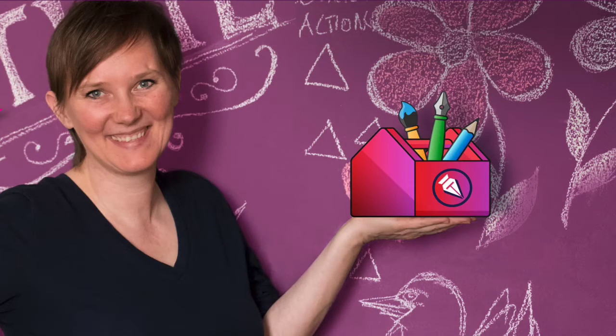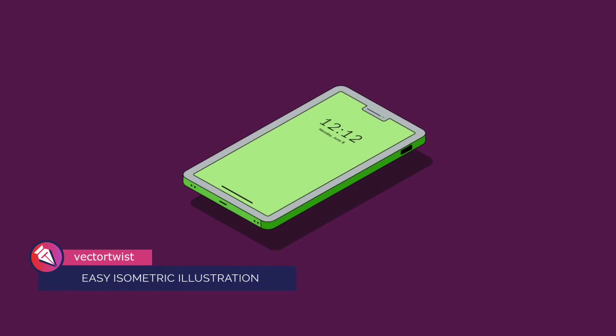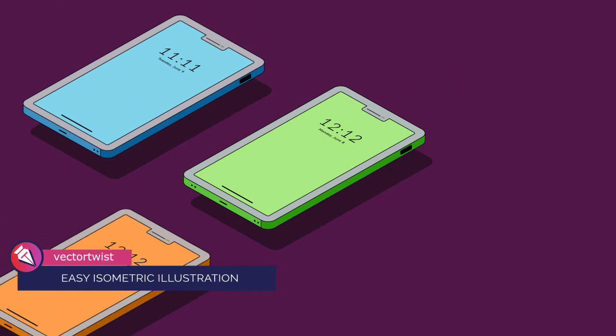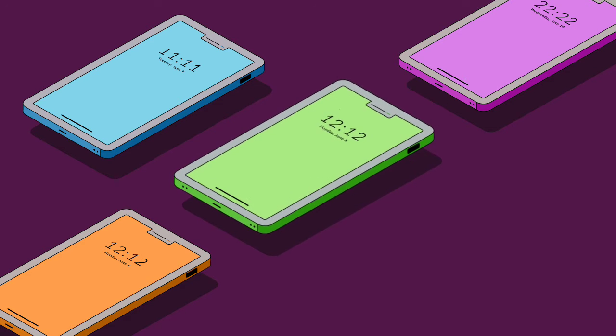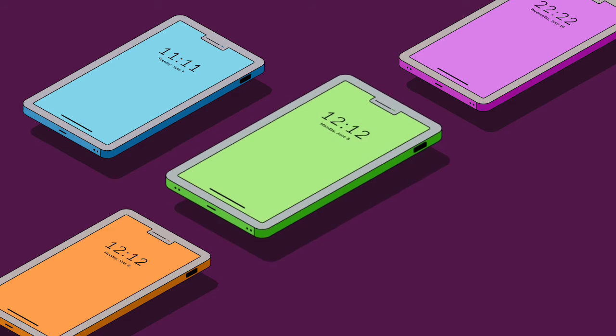Hi everyone, I'm Simona from Vectortwist and welcome to this Adobe Illustrator tutorial where we'll learn how to create an easy isometric illustration. This is a quick tutorial and without any isometric grid, just with the 3D tools in Illustrator. And we'll turn a few simple shapes into an isometric smartphone icon.